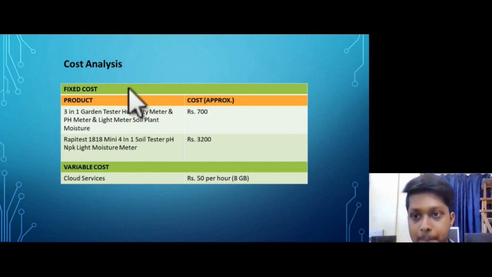Here is a brief description of the cost. At first, we have taken the first sensor, which will be used to extract the data of pH and soil moisture as well as lime indexes from the soil, which costs around rupees 700. This is available in the online as well as offline market. The second sensor will be used to extract the measurements of macronutrients such as NPK, the cost of which is around rupees 3,200. And in the second category, the cost for cloud services is also included, which is around rupees 50 per hour for 8 GB if we are going to use Amazon Web Services.